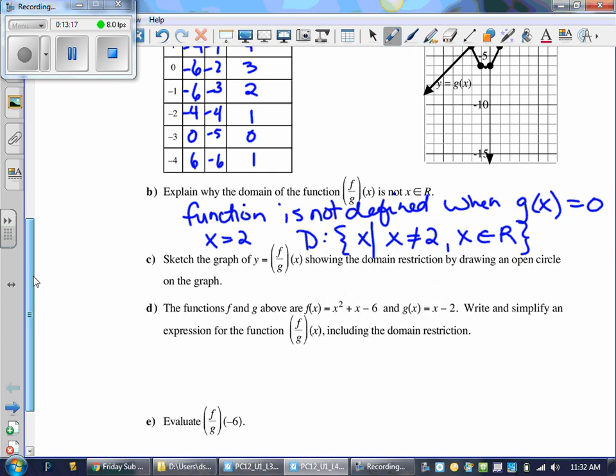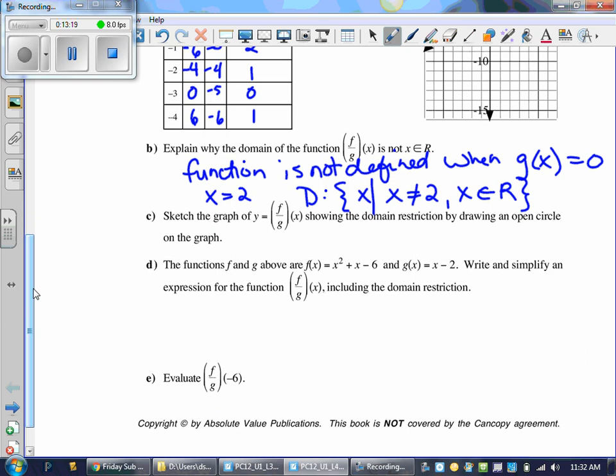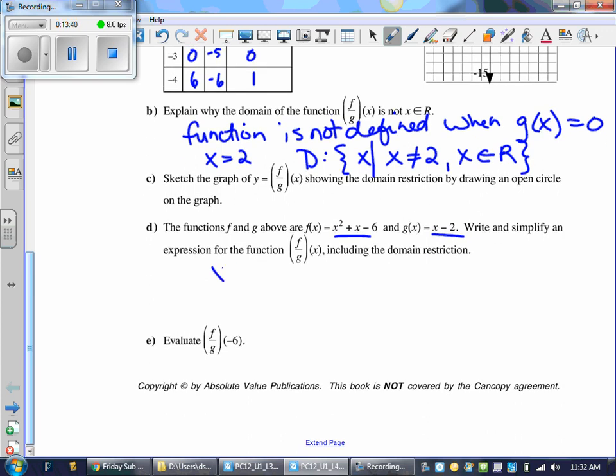Okay, so I did part C. It says sketch the graph of y equals f over g of x, showing the domain restricted by an open circle on the graph, which I did. Now they tell us, oh, okay, the first function was actually a quadratic, which we knew because it was a parabola shape. The second function was linear, nothing new to us. That would make sense. It says write and simplify an expression, and you're so glad that you know how to do this. This is our rationals chapter, and you just reviewed it. So we're good. We can divide that.